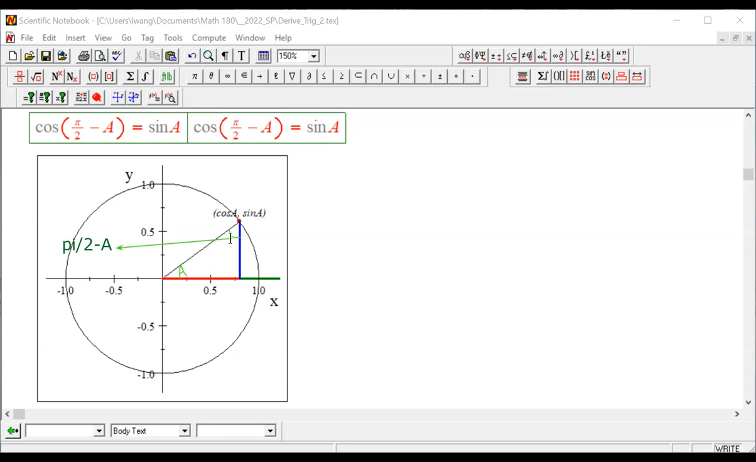Okay, with that observation, you can see cosine A, right? What is cosine A? Cosine A is the blue. Wait, sorry, cosine A is the red. Okay, cosine A is the red. So I'm gonna make some marking about these.